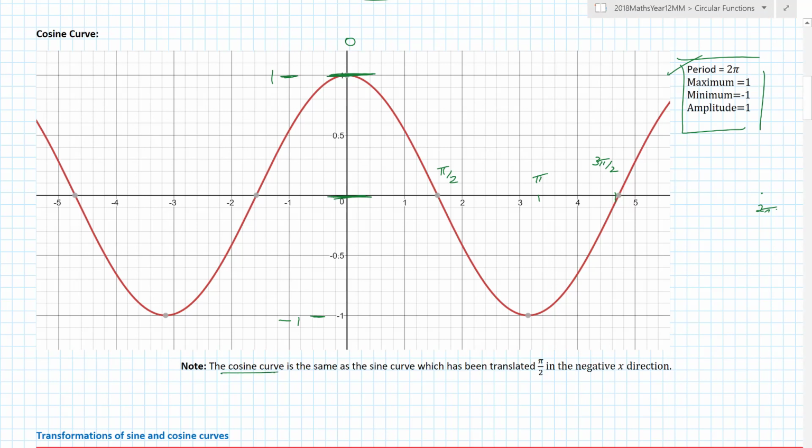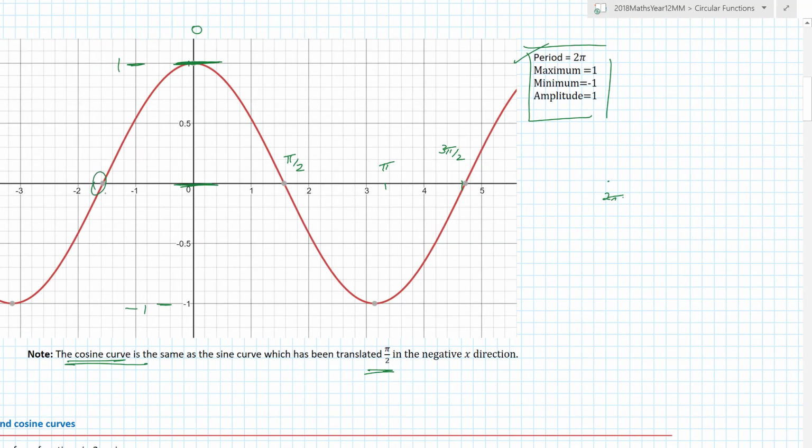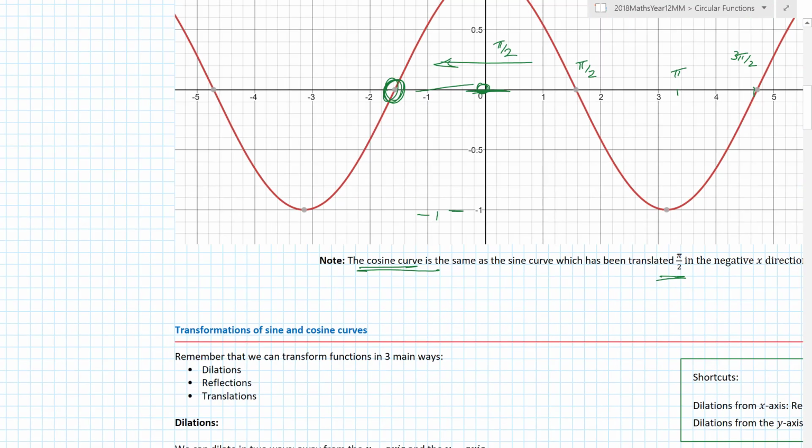Now, the cosine curve actually is exactly the same as the sine curve. It's just been translated pi on 2 in the negative x direction, right? If you think about it, yeah, this value here used to be here, and so it has moved the sine curve that way, pi on 2 units, right? And again, that is something that's really, really critically important to know in mathematics.